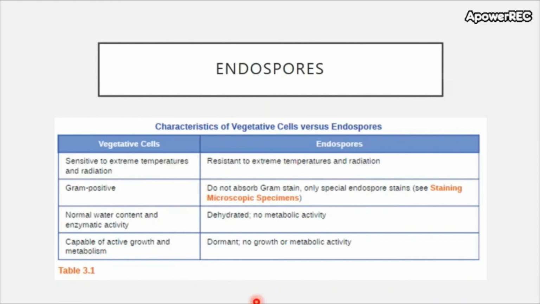Vegetative cells have normal water content, and the enzymes that carry out chemical reactions inside of the cell have normal activity. Endospores are much more dehydrated, and there's very low, in the book it says no metabolic activity, but it's so little that they just refer to it as no metabolic activity, probably to help you differentiate between the two. Vegetative cells are capable of active growth and metabolism. And as you can imagine, endospores are dormant, so they don't experience growth or metabolic activity.